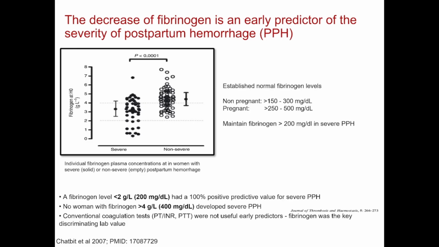It's also important to note that we are asking you all to maintain fibrinogen of greater than 200 because below that level there's a high risk, with 100% positive predictive value for PPH. At 400, that just means the fibrinogen is not being consumed, and these patients do fine. So try to transfuse cryoprecipitate above 200.